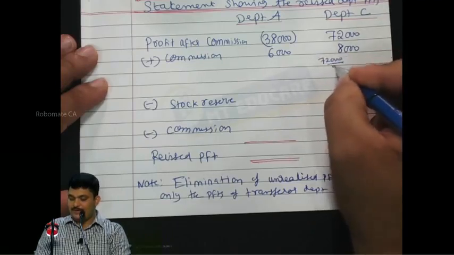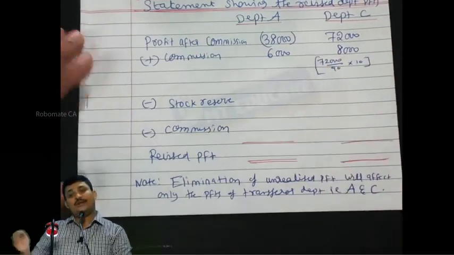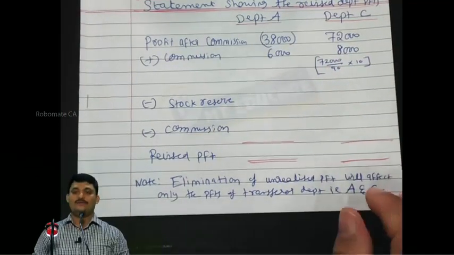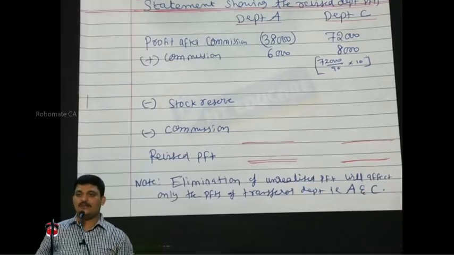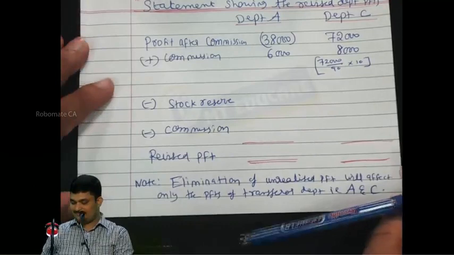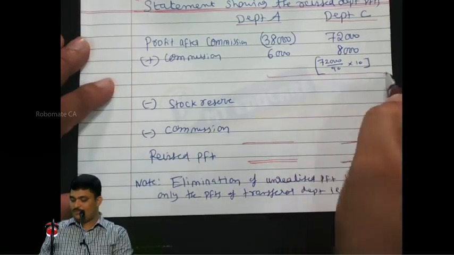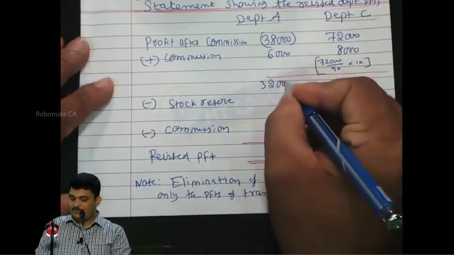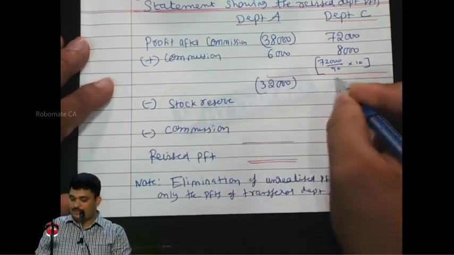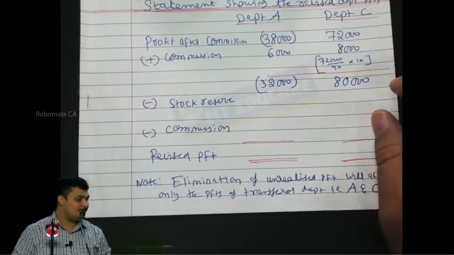72,000 divided by 90 into 10, into 100, if you do, you will get 80,000. On that 80,000 only 10%, which is 8,000. Understood? Everybody? So, yes. 32,000. 80,000. So do you follow this computation?